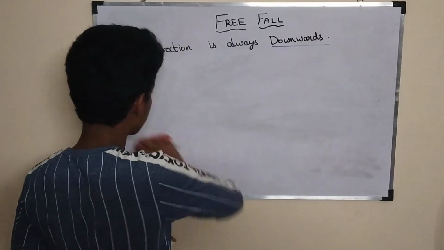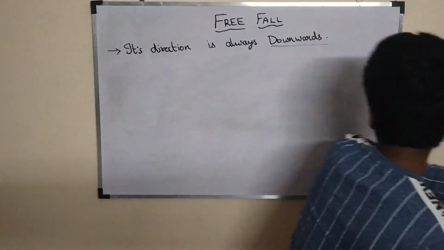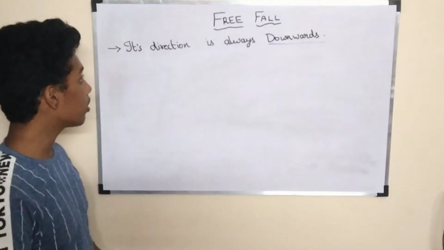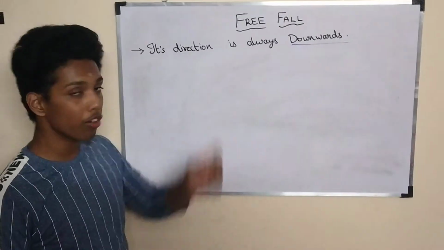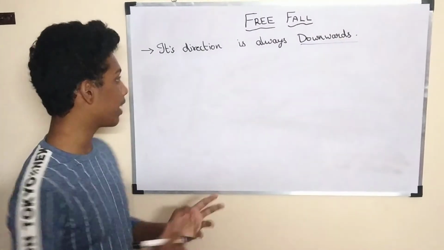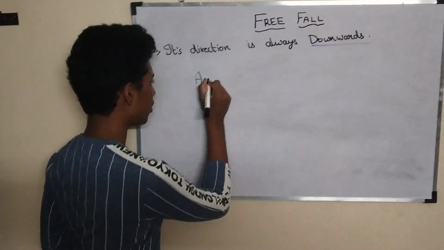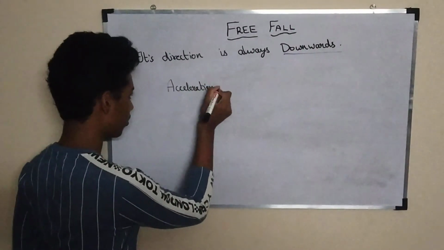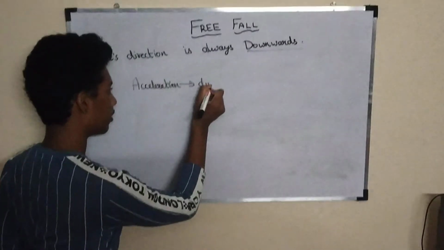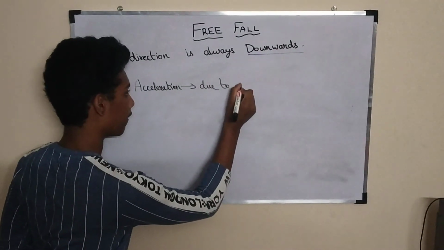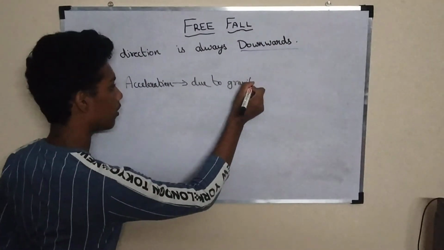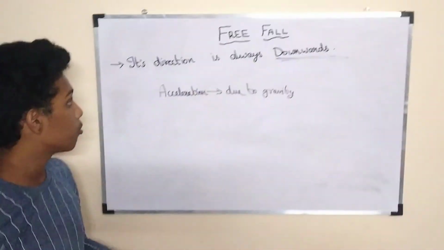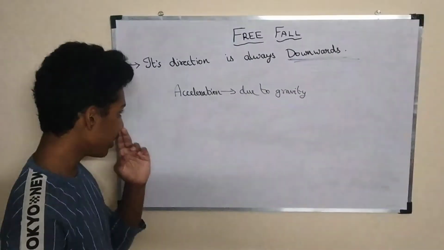Right, so let's end the session. I'm all sure that you learned everything. So remember that in free fall, acceleration is only due to gravity, and its direction is downwards, right? Its direction is always downwards for a free fall body.